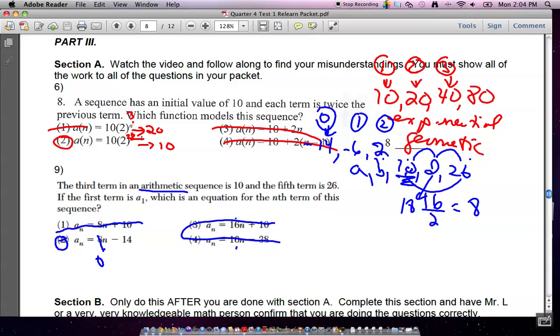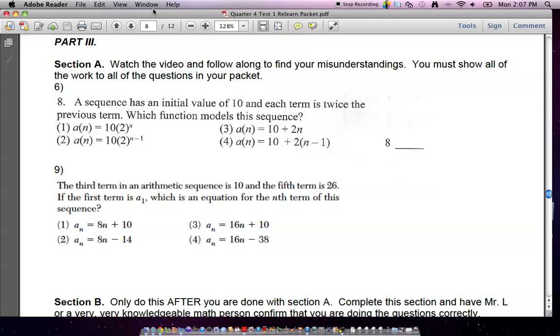Okay? All right, so that's the work we had to know for part 3 of your Relearn packet. Okay? All right, let's kill that, and we'll go forward to the next choice that we have.